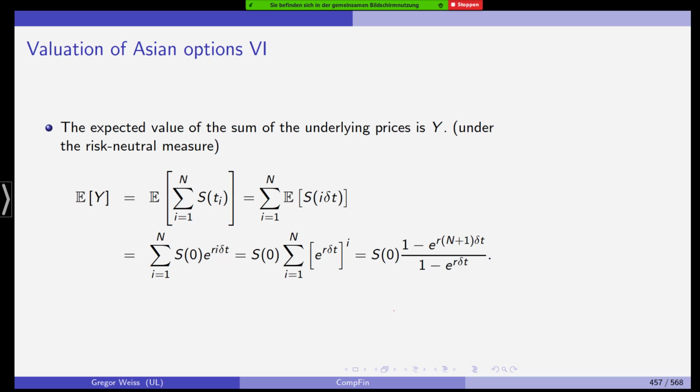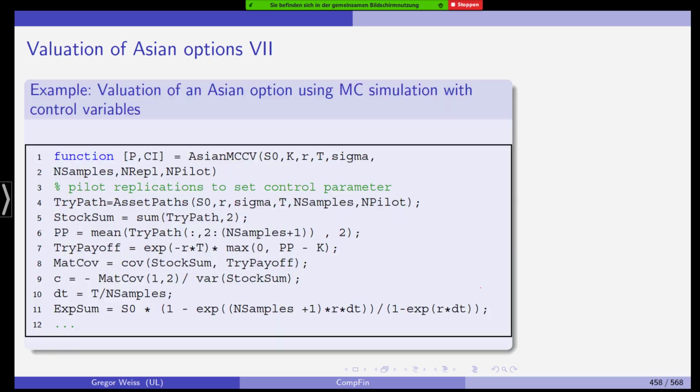And the expected value of the sum of the underlying prices is y. So, under the risk-neutral measure, the expected value of y is the expected value of the sum of the expected value of each of these stock prices, and now we use the geometric Brownian motion, we insert this, and we arrive at this here. You don't need to memorize this, only accept this, that under our model assumption, this is what we get, the starting underlying price and this.